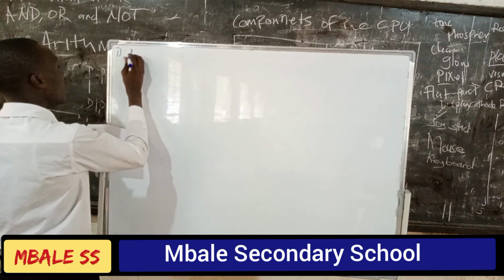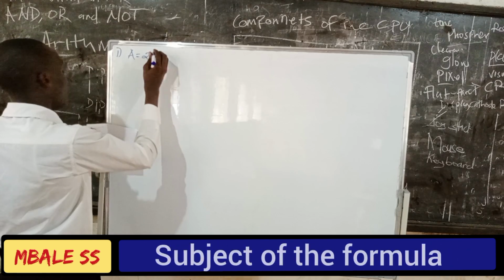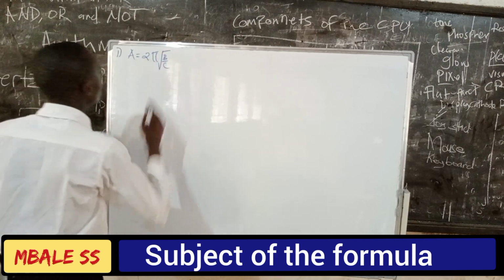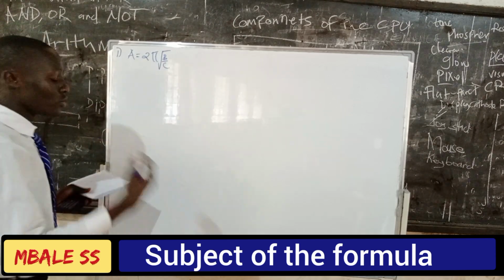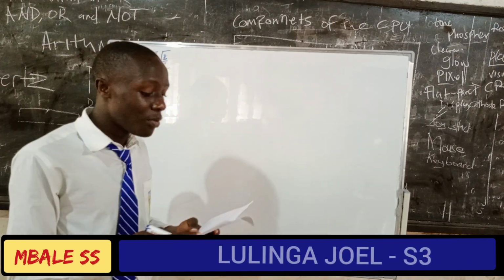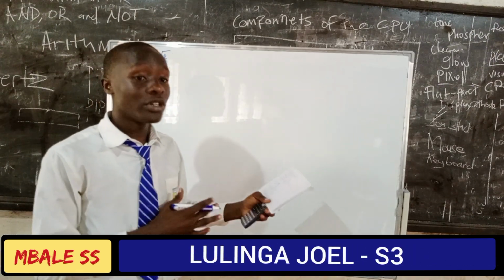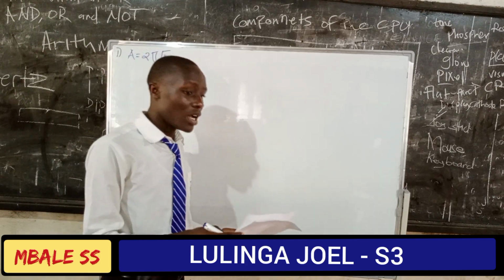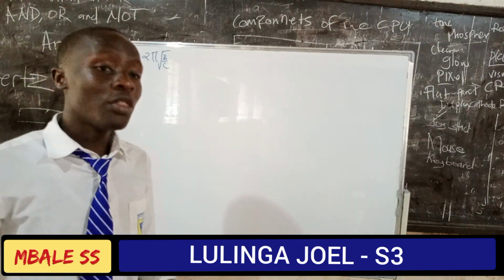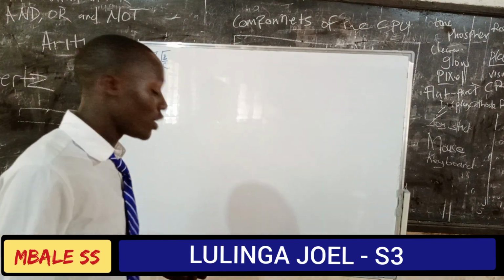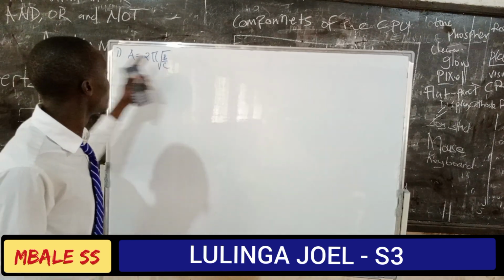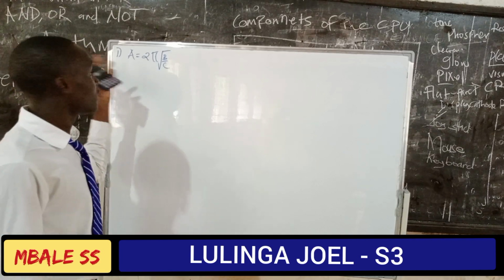But they've told us that A is equal to 2 pi the root of B over C. So the first thing, remember that when they talk about making a letter the subject of the formula, it means make that letter to be alone on a specific side of the equal sign, and then the other parts of the equation on the other side. So here in this case, we are going to make sure that B is alone on this side and the remaining terms at the other side.